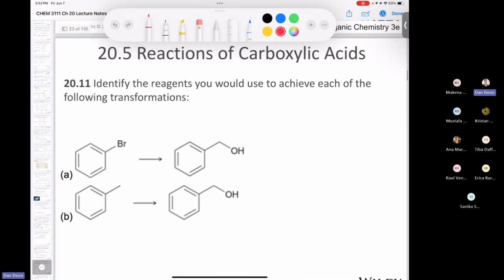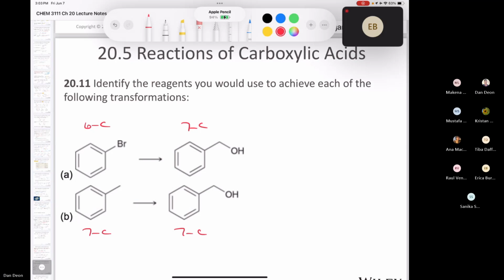So now what we're going to do is we're going to take a short break, and I want you guys to see if you can come up with some syntheses for these problems here. You can see that in the first one, we're going from 6 carbons to 7 carbons. And in the next one, we're going from 7 carbons to 7 carbons, so no change in the skeleton there.